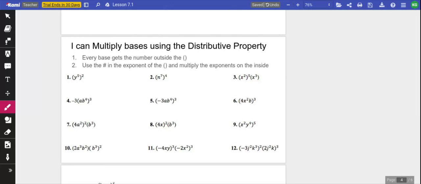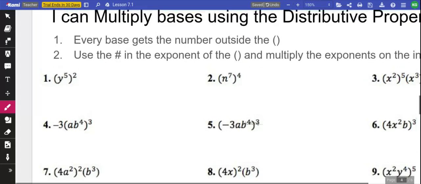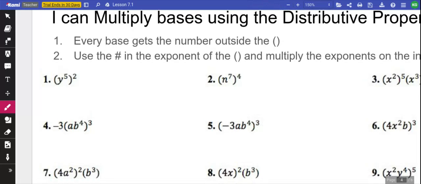Okay, the other property we're going to work on today is the distributive property. So when we have a base with an exponent and then to another exponent, we are going to distribute it. So we're going to use the number in the exponent and we're going to multiply by the number that's being distributed. So on this one, I have y to the fifth squared. So what that actually means is y to the fifth times itself. So either way I do it, if I do 2 times 5 or 5 plus 5, I still get y to the 10th.